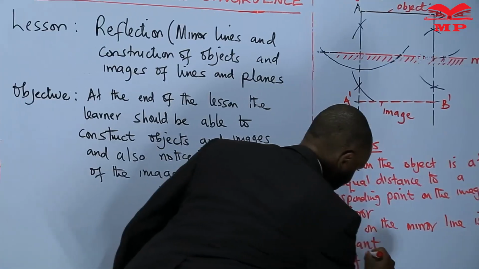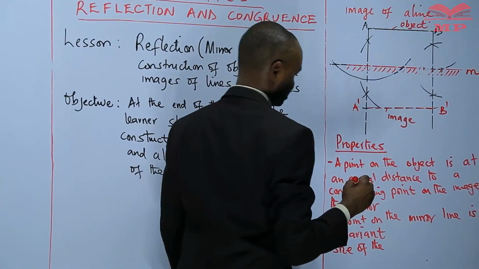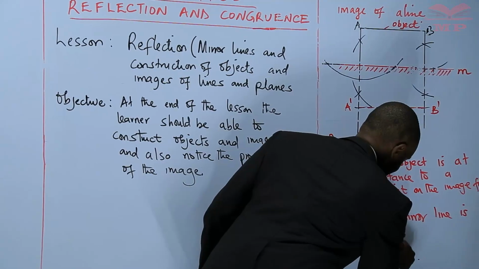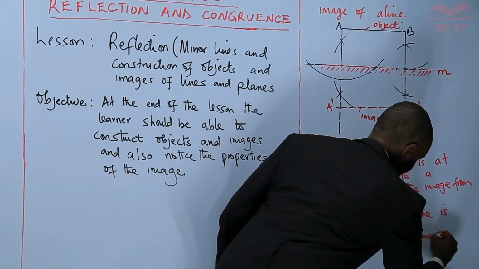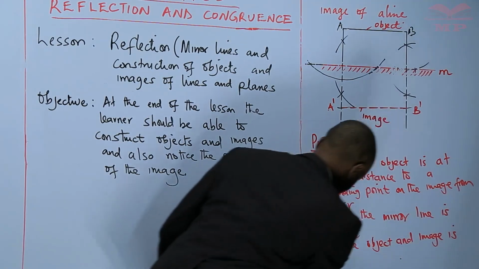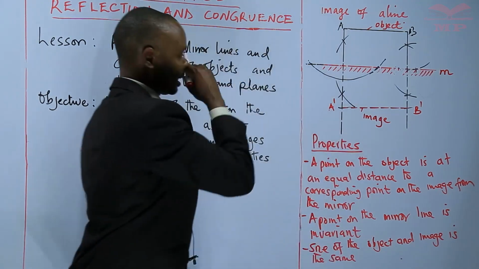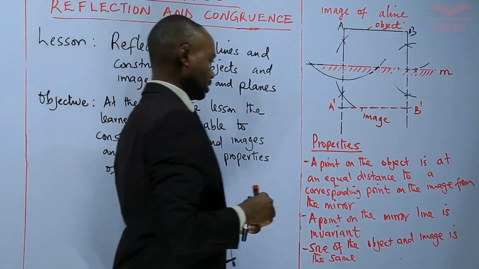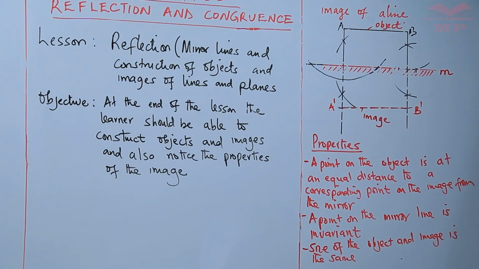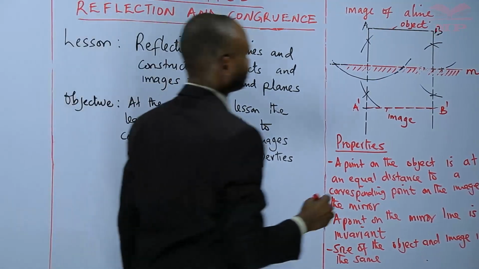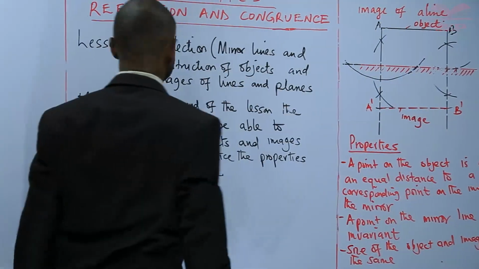size of object and image is the same. Size of the object image is the same. Another property you'll notice, a line like this line, it never changed direction.